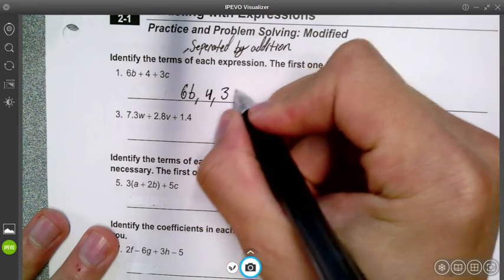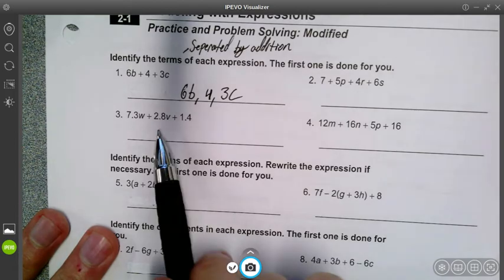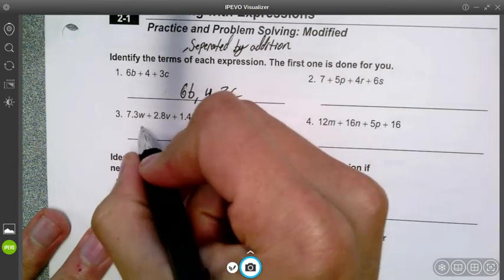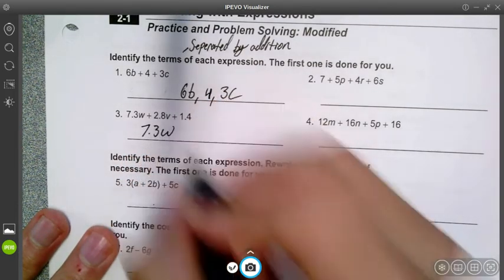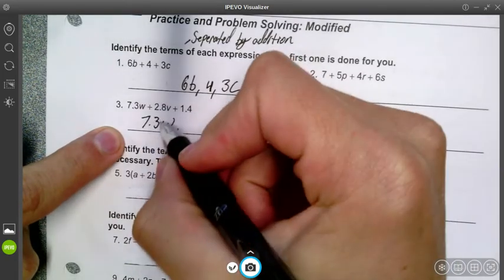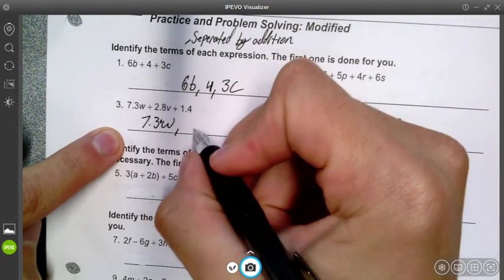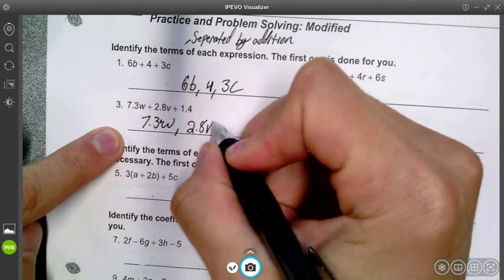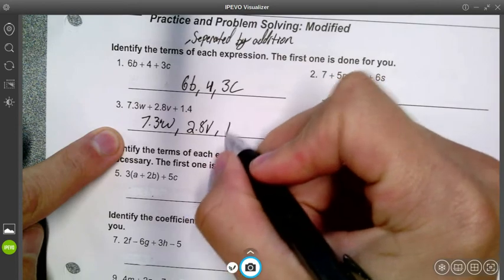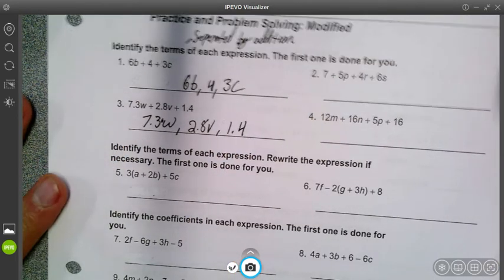And then 3c. So applying the same things, the things separated by addition here, I have 7.3w, and that's one term because the 7.3 is being multiplied by w, so I don't separate those. It's one term. I have 2.8v, and then again I have a constant of 1.4. Okay, so let's take a look here.